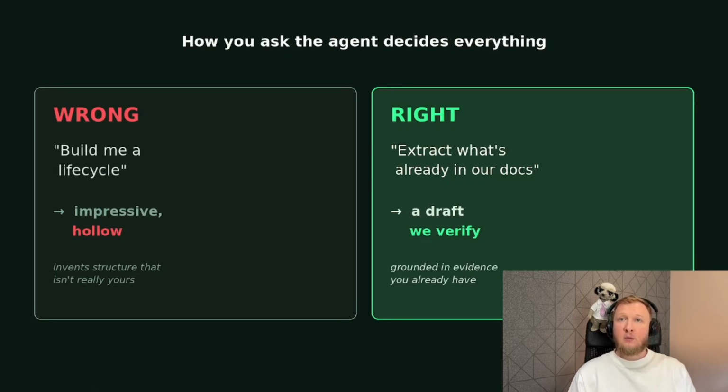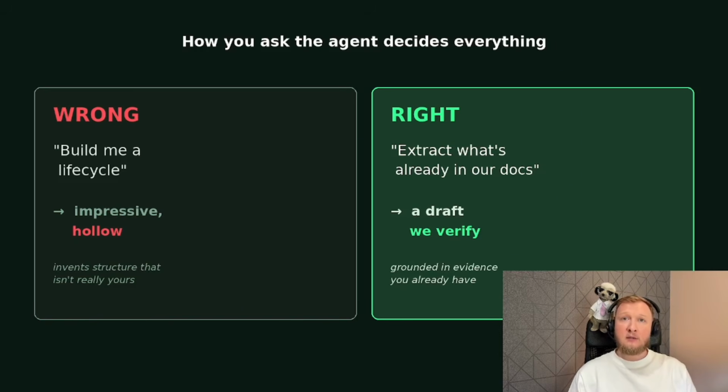Before the demo, one warning, because this is where people misuse AI. The wrong way is to type build me a product lifecycle and accept whatever comes out. You'll get something that looks impressive, uses all the right words, but doesn't match your company at all. Remember from Module 0, a generated artifact that looks complete and is hollow is the most dangerous thing in regulated work.